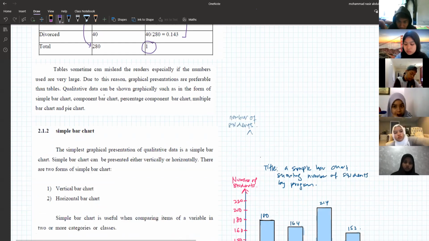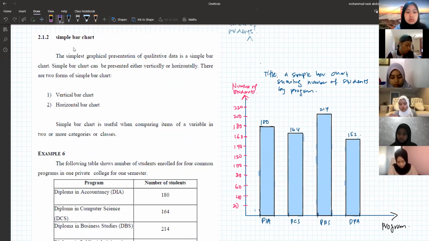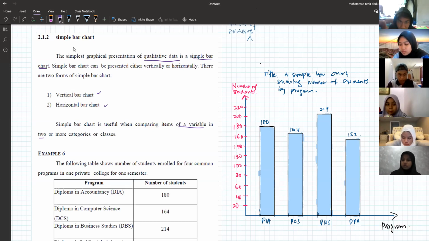So now let's look at the second part, which is a simple bar chart. The simplest graphical presentation of qualitative data is a simple bar chart, right? A simple bar chart can be presented in a vertical chart or horizontal chart, right? So a simple bar chart is useful when comparing items of a variable in more than 2 categories, right? If you have more than 2 categories, the best chart to use is a simple bar chart, right?